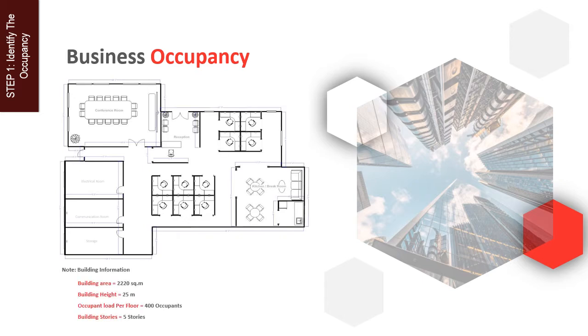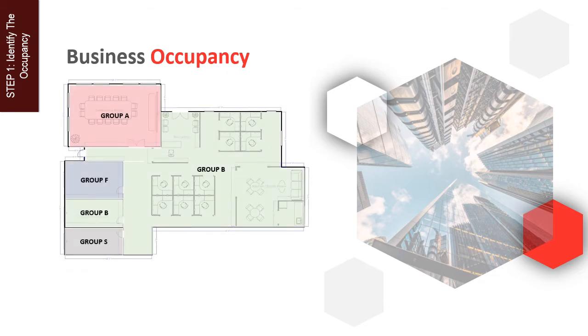Building area is 2,220 square meters. Building height is 25 meters. Occupant load per floor is 400 occupants, and the number of stories is 5. We can notice that the fire protection requirements will be determined through the requirements of the occupancy. And since we have multiple occupancies in the layout, there are specific requirements that should be followed in SBC to ensure compliance with the code.